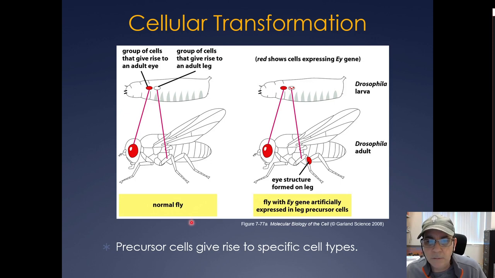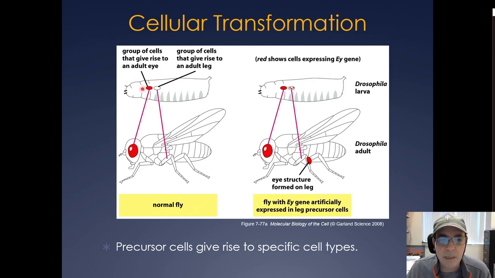And so, sort of building on that, you can have basically cellular transformation, okay? Because oftentimes the transcription factors are what's going to give the cell its identity. And so here's a kind of a neat experiment that was done in Drosophila. So here's a fly embryo right here.